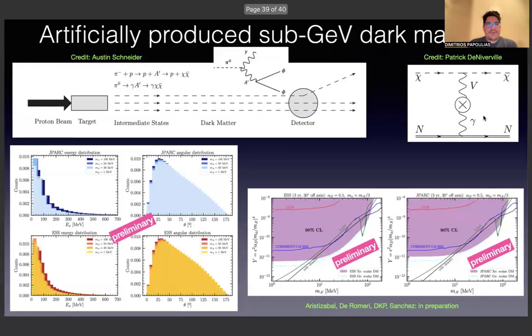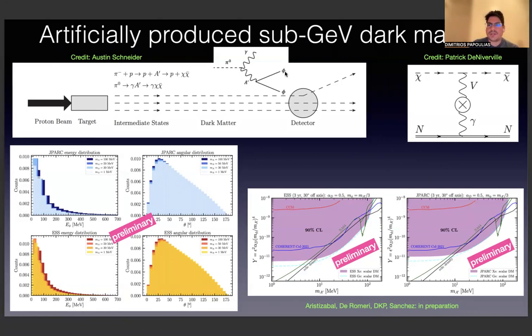The final setup that I will be discussing is the case of artificially produced sub-GeV dark matter at the spallation neutron source. So the situation is as follows. You have the spallation beam, which is protons, hitting a target, and in principle it gives pions, which in turn generate neutrinos and other particles. However, if this diagram exists, the pion can not only decay to a diphoton pair, but it can decay to a photon and a dark photon. And the dark photon, in turn, will decay to two dark matter particles.